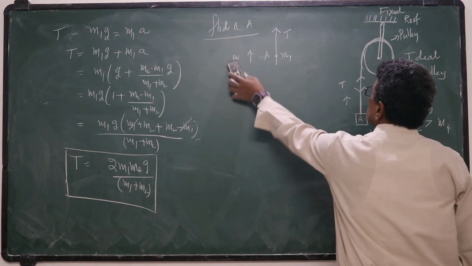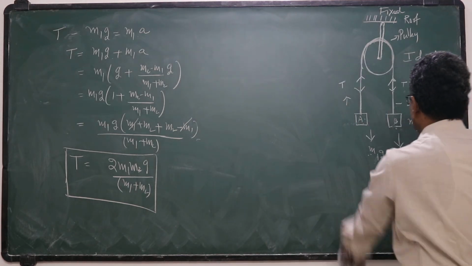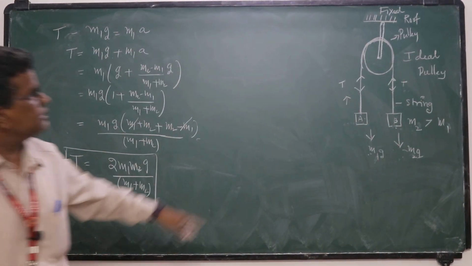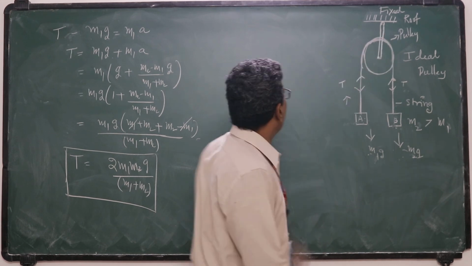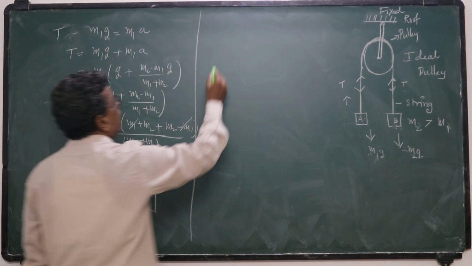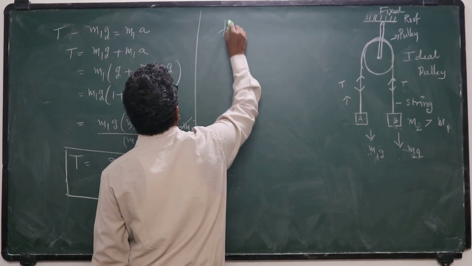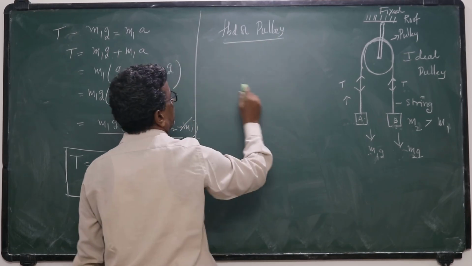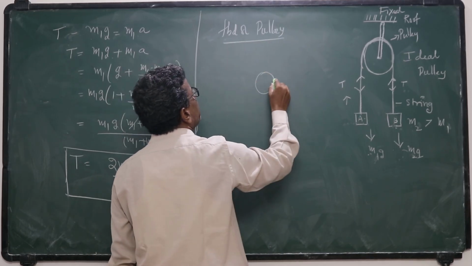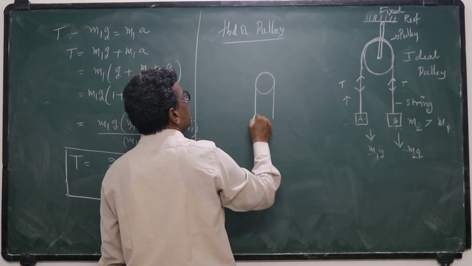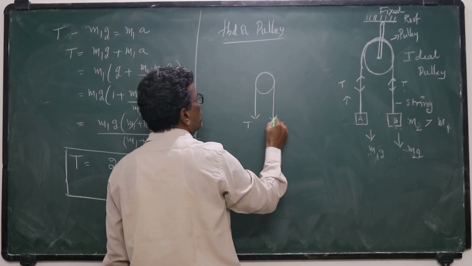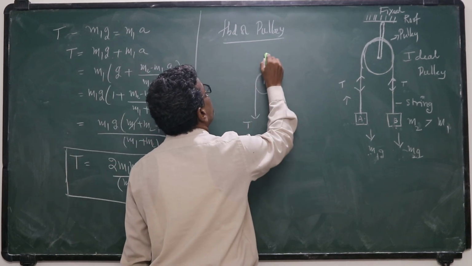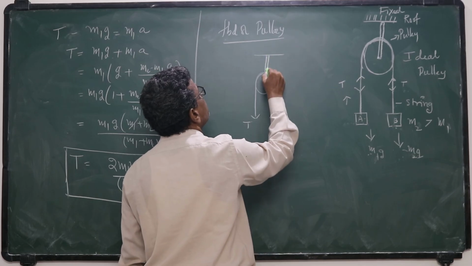Now, I want how much force is exerted by this support. I want next, I want force. I want FBD of pulley. You draw FBD of pulley. You treat pulley as a point mass like this. So what are the forces acting on it? T and T. So this is supporting. Okay?